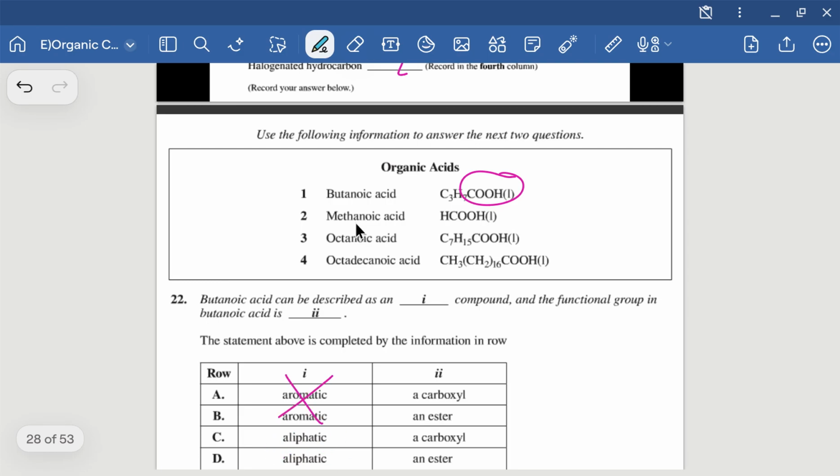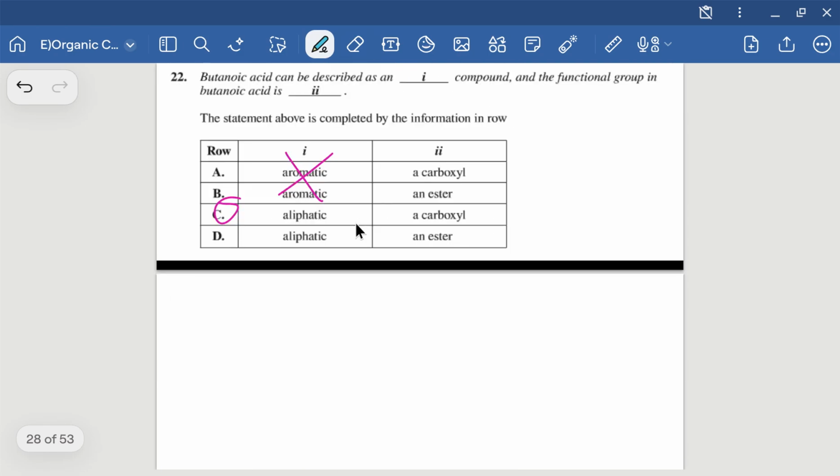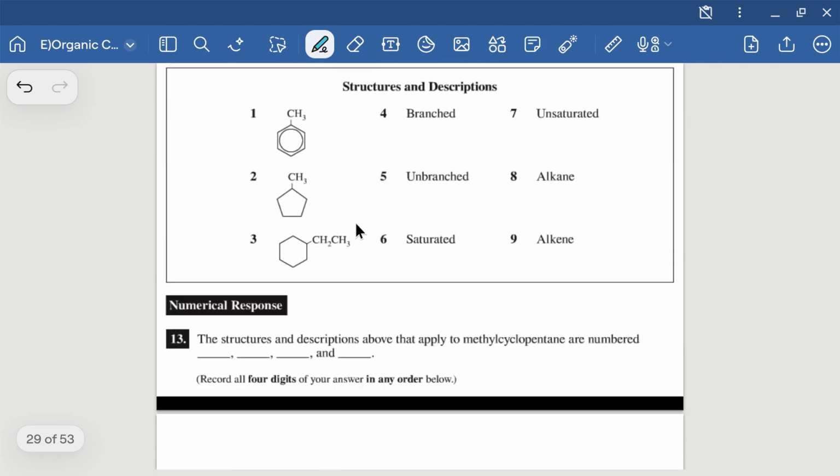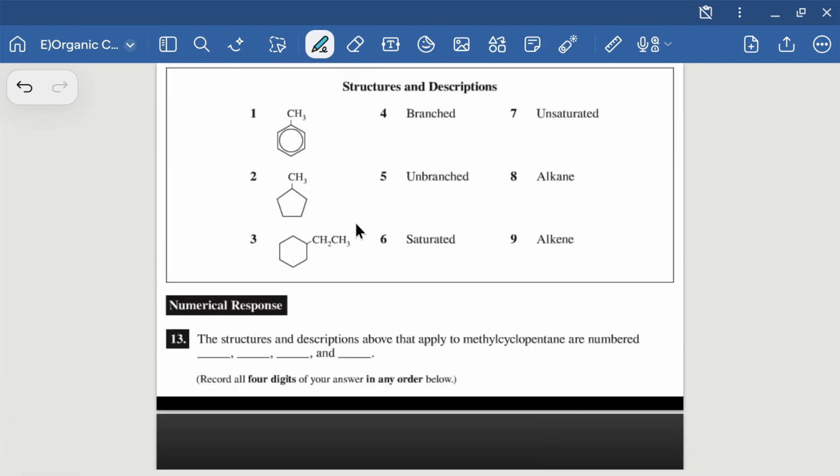We keep going. The structures that describe methyl cyclopentane are. So methyl cyclo, it's not number 1 because that's a benzene ring. It's not number 3 because this is an ethyl group and this has 6 carbons. So it has to be number 2. To describe it, because of that methyl group, you are branched. Because you have only single bonds, you are saturated, and it ends in ANE, meaning you're an alkane.